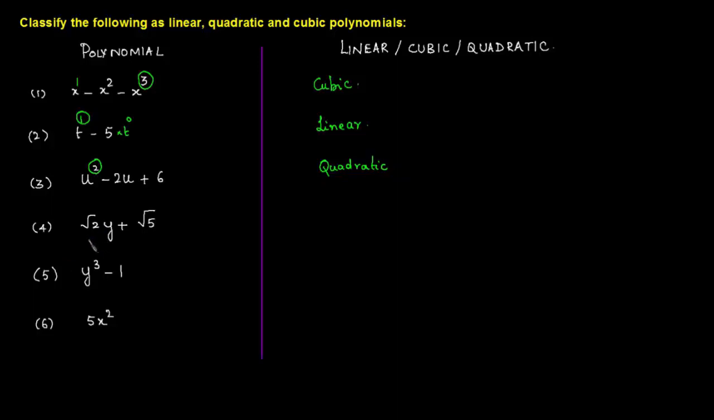Now here if you see, you have root 2 into y plus root 5. The only variable here is y, and y has been raised to the power 1, and this is the highest power to which y is raised. Therefore this polynomial is a linear polynomial.